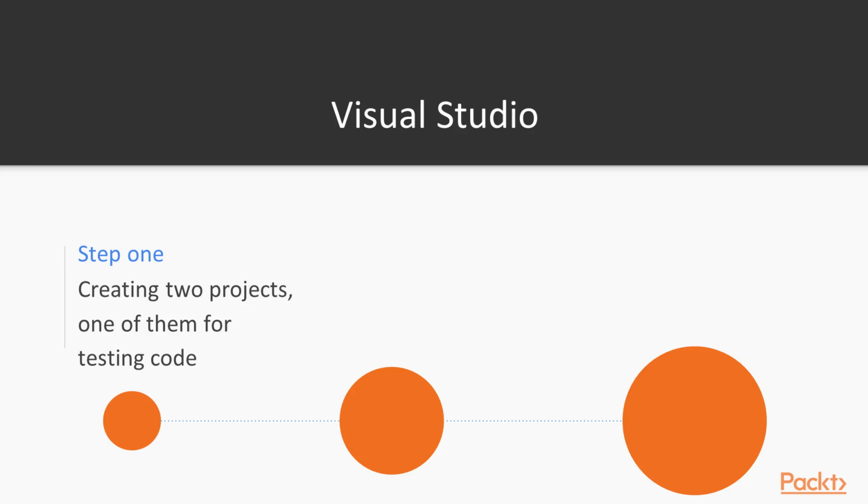To be more exact, in this example, we will create two projects, one for implementation and another for unit tests. This is a step forward from examples in previous sections where we used the same project for tests and for the implementation. This will organize our code better and make everything nicer.